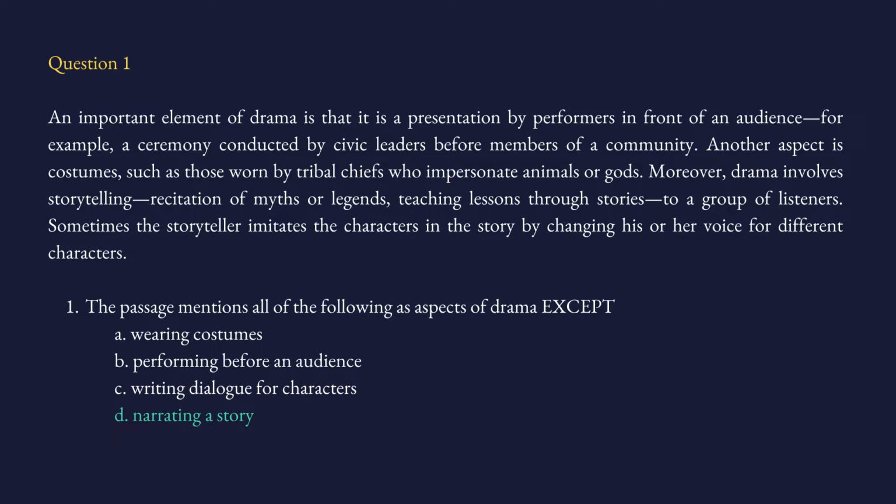Let's check the passage. What are the keywords? Aspects of drama. So we will be looking for these keywords or their synonyms. And here we have it. In the exactly first sentence, we have element of drama. So instead of aspect, the word element is used. So let's read it. An important element of drama is that it is presented by performance in front of an audience. So perfect. We found one of them, performing before an audience. Is this the answer? No, because this is correct. We are not going for the correct answer. So B is not the answer.